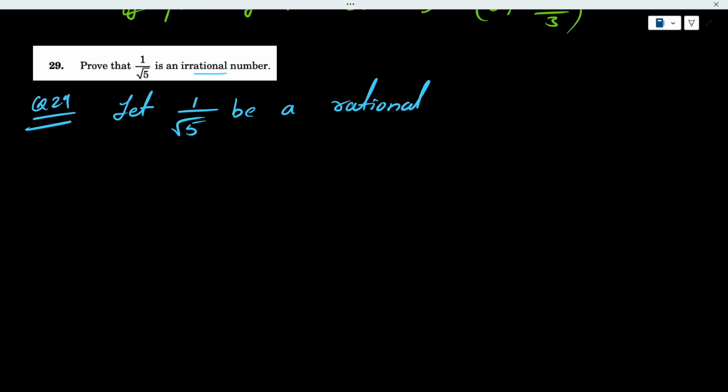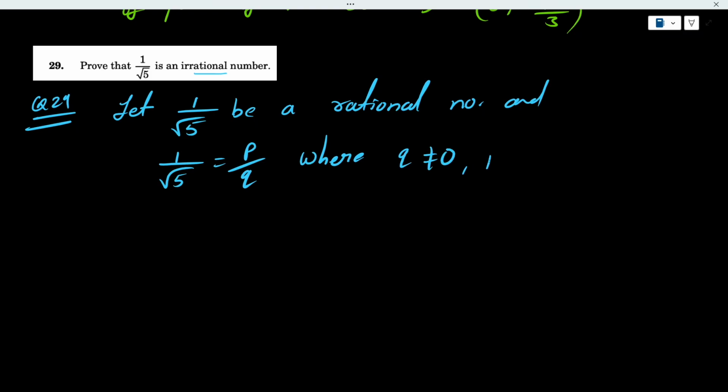Let 1 by root 5 be a rational number, so 1 by root 5 equals p by q, where q is not equal to 0 and p and q are co-primes. This co-primes condition is the most important part. It means the simplest form of a rational number, where there is no common factor between p and q. If I do the cross multiplication, will it be p equals root 5 q? Right? After that, what do you do here?